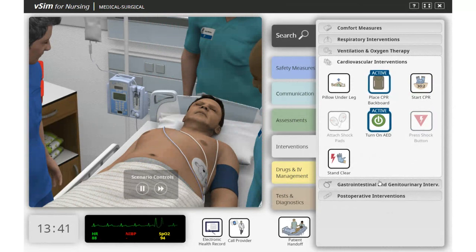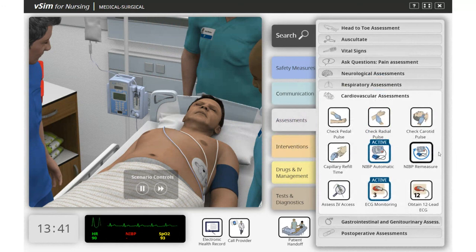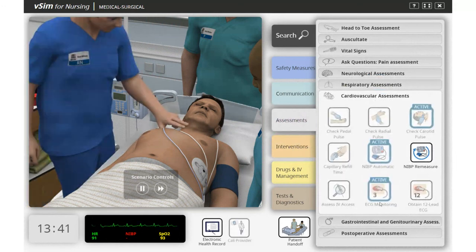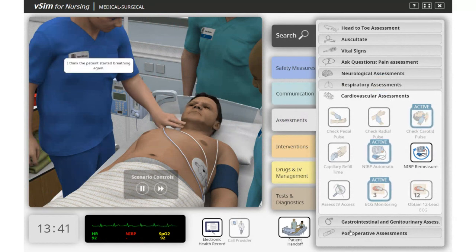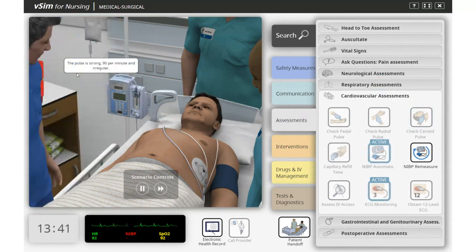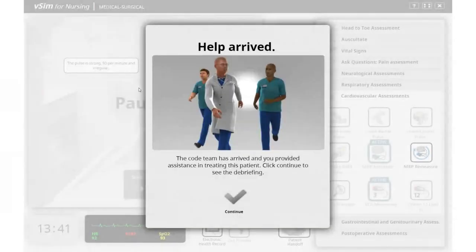Okay, but because he has a rhythm, we're going to look at assessments. You may want to just double check. There's numerous clinical judgments, whatever reasoning you can do. I think the patient started breathing again. The pulse is strong, 90 per minute.